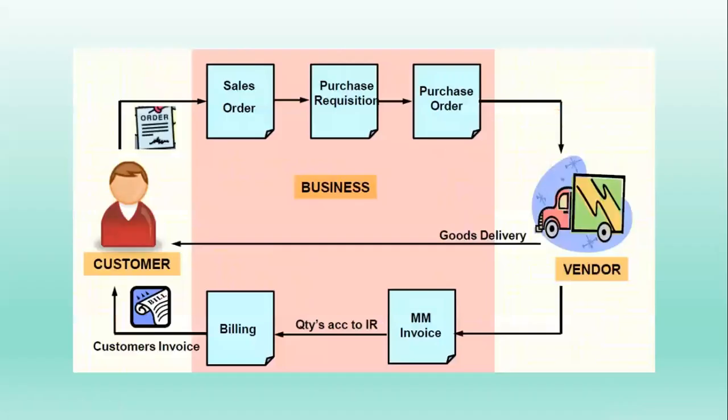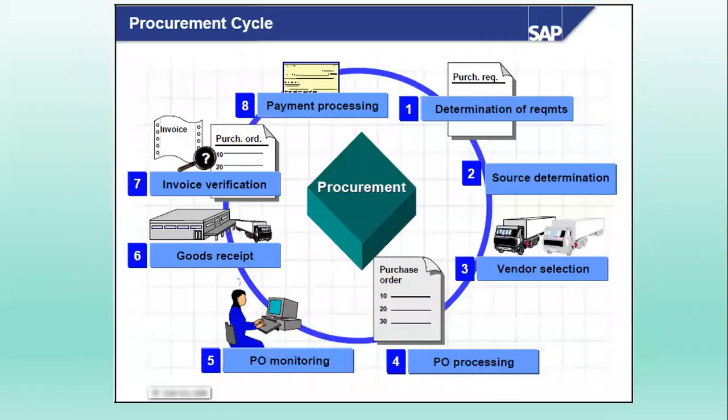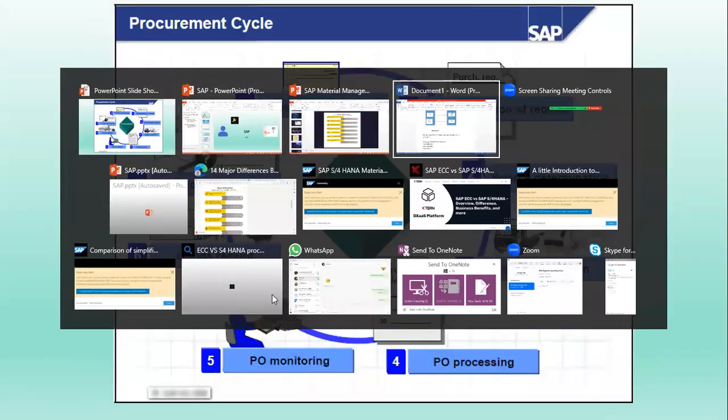So this is what we discussed just now, right? Customer point of view, vendor point of view. From the customer's point of view, I'm creating the purchase order, and from the vendor's point of view, he is receiving the order. So the sales order will be converted to purchase requisition, purchase order, and again invoice and billing. That is the process which we discussed.